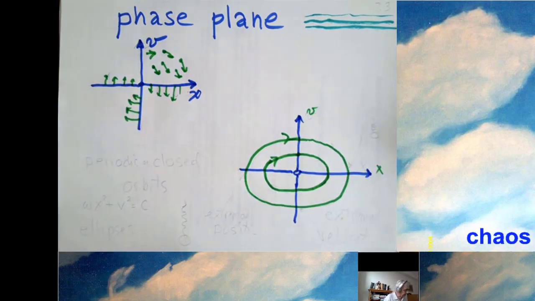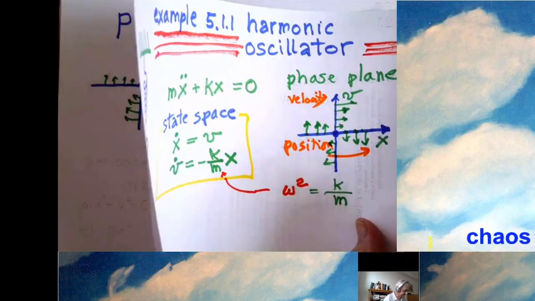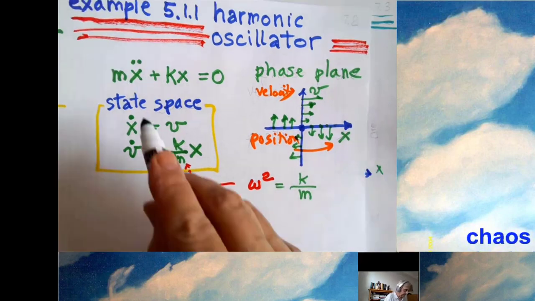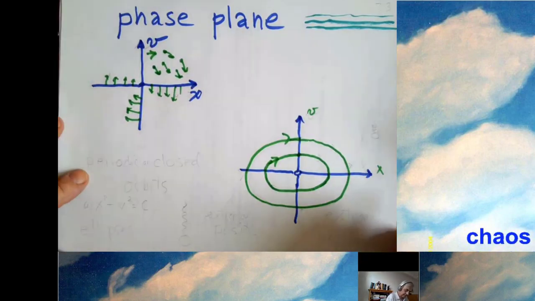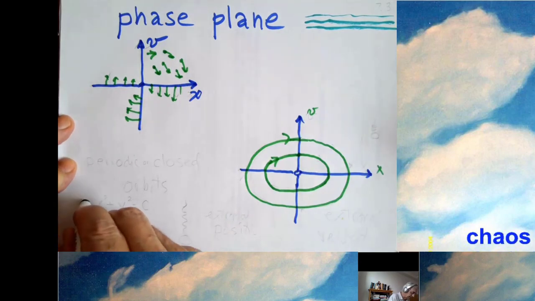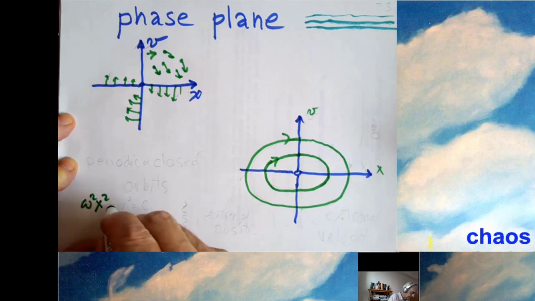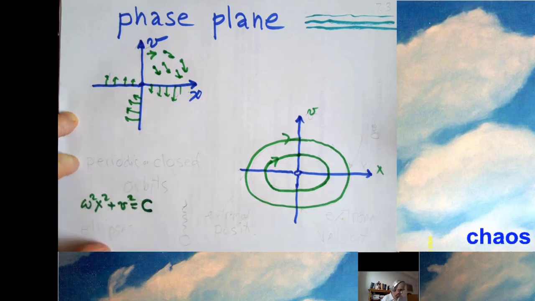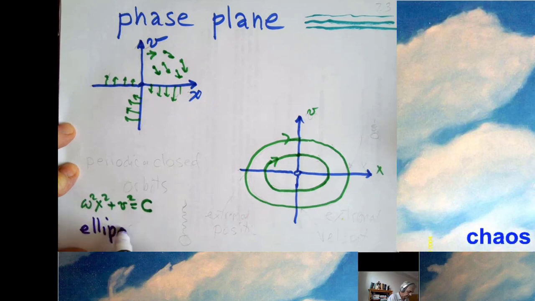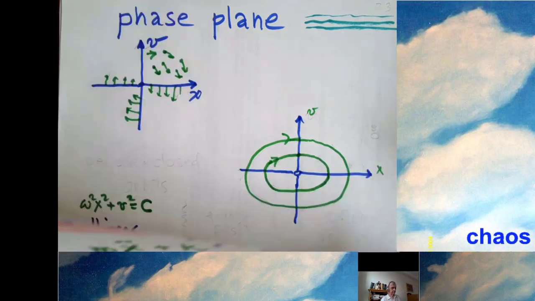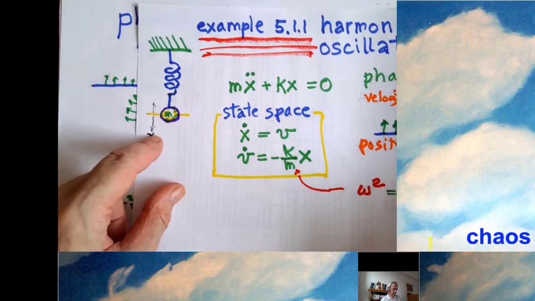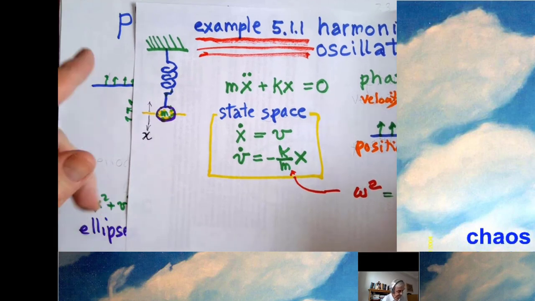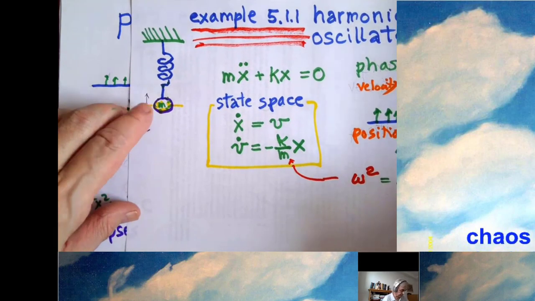And when you look at your equation, this one, you will discover that actually every one of these orbits satisfies that omega squared x squared plus v squared, velocity, is constant on that orbit. That's a definition of an ellipse. So it turns out the harmonic oscillator, when you look at it in your space, is just going up and down, and you happen to know it's a good clock. It's one way of making clocks.